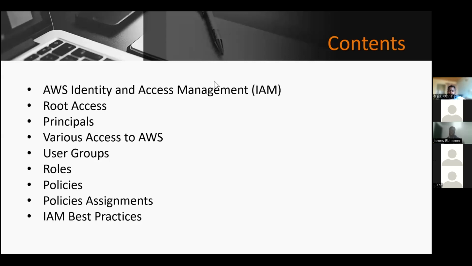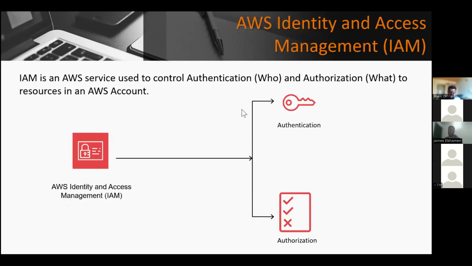User groups, what are user groups? Roles, the various roles both users and resources could use to access AWS. Policies, what are policies? Policy assignments, how to assign policies on AWS, and IAM best practices. Also, in between, we'll go for a very short demo where I would give you guys access to an AWS account using IAM. We'll be able to set that up together, then we'll be able to see how it works out. Okay, so let's get into it.